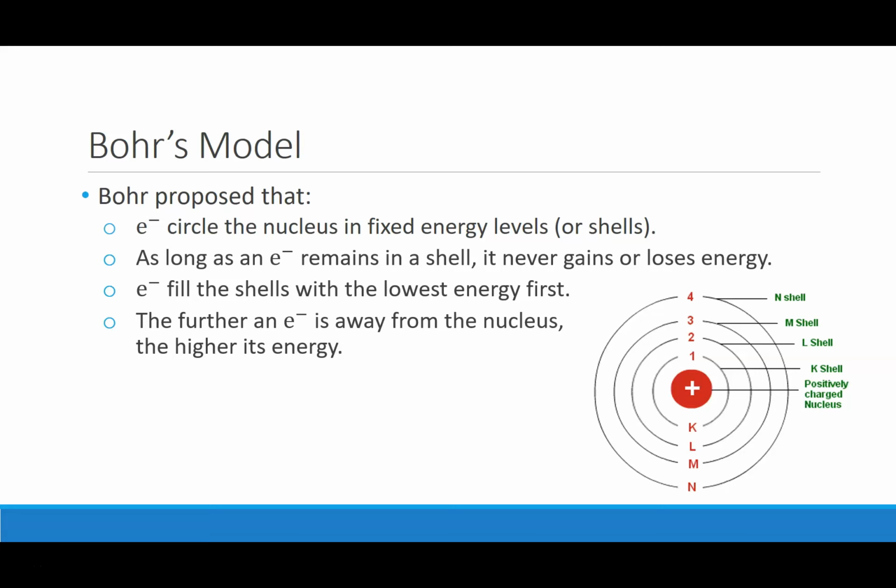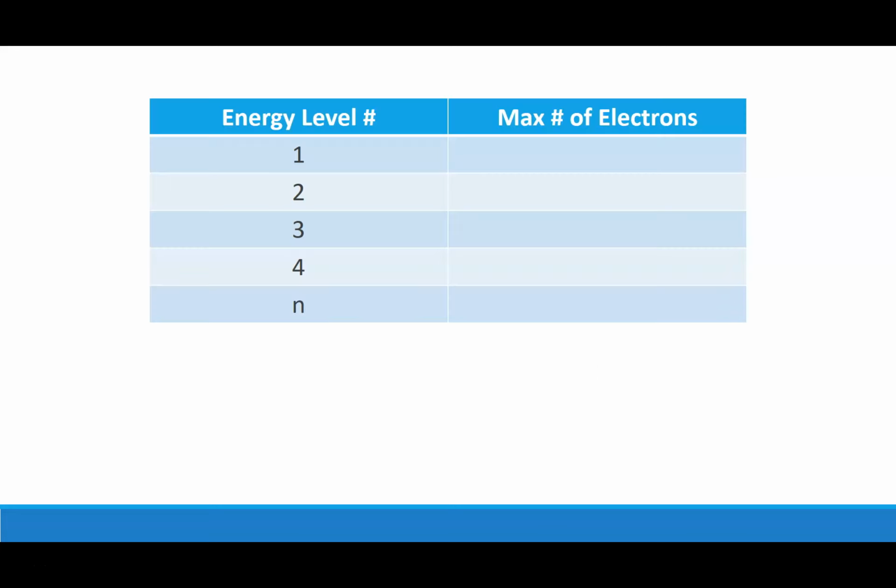The maximum number of electrons that can be held in energy level 1, which is closest to the nucleus, is 2. The second energy level can hold a maximum of 8 electrons. The third energy level can hold a maximum of 18 electrons, and the fourth energy level can hold a maximum of 32 electrons. This pattern is described by 2n squared, where n is an integer representing the energy level.